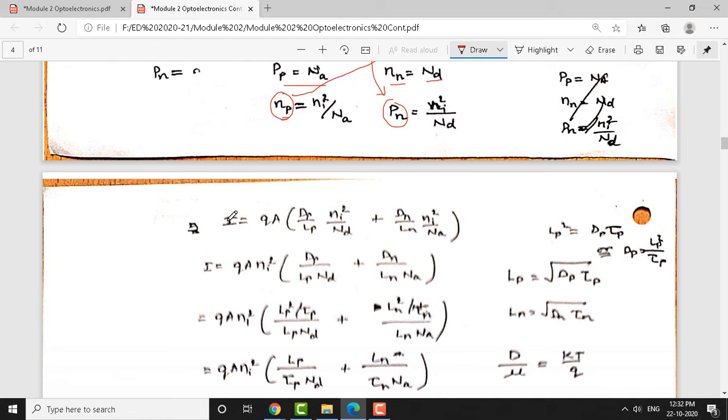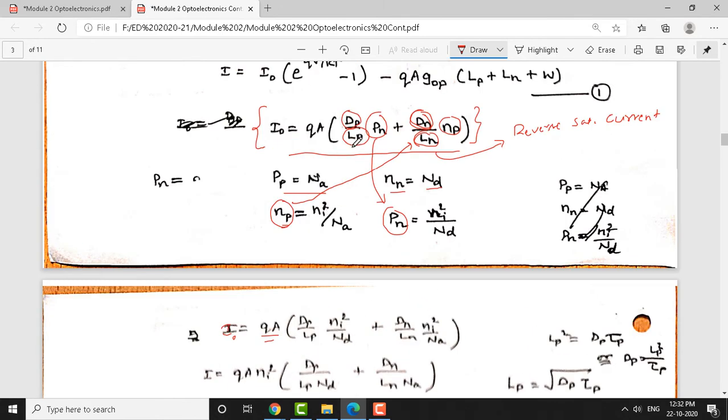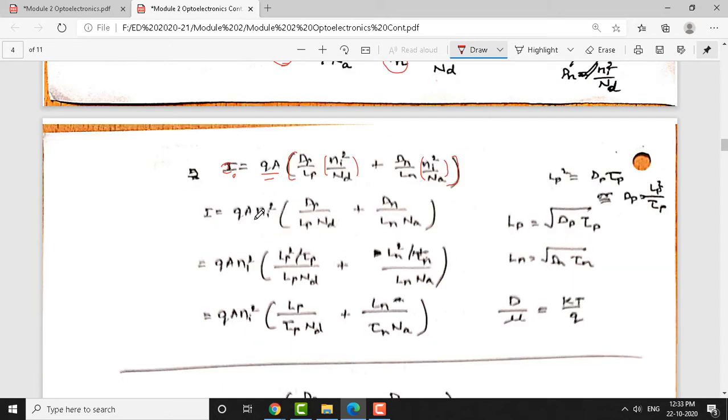So the reverse saturation current I naught is now equal to Qa times dP by Lp, which is kept as it is, but Pn is now Ni square by Nd. This is the substitution we have done here, and the same applies for the other term. You can replace the outer bracket with a square bracket. Now Ni square can be taken out, so the first term is Qa Ni square, and the rest of the terms are retained: dP by Lp times Nd plus dN divided by Ln times Na.